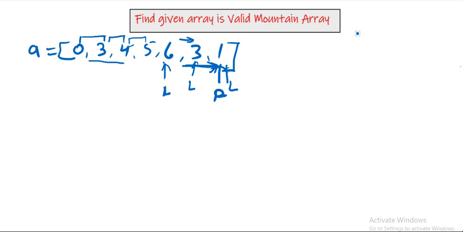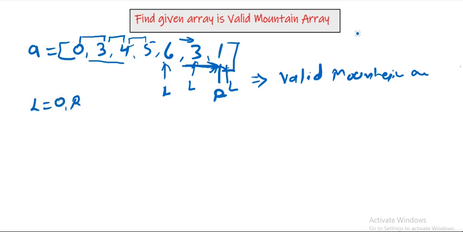Okay, now L and R come to R equals, so we can consider that we have covered that it's increasing and then decreasing. So it's a valid mountain array. Okay, so let me write the code so you will get a better understanding of the solution perspective. Suppose my L equals 0 and R will be the length of the array, so a.length minus 1.